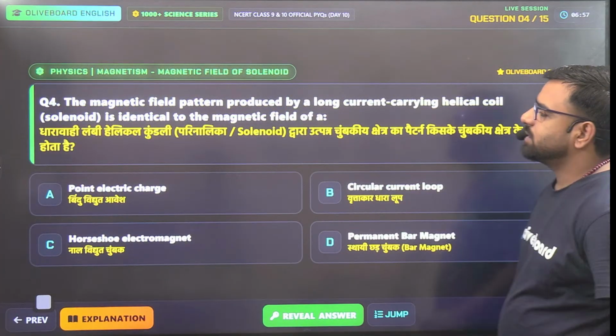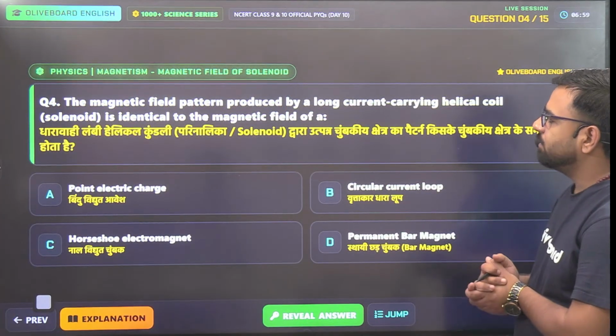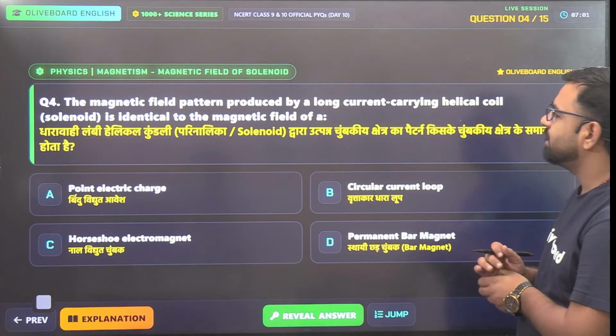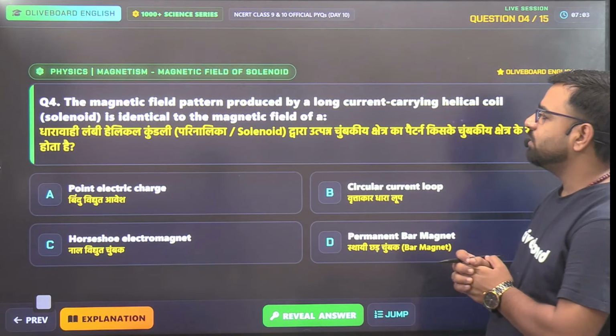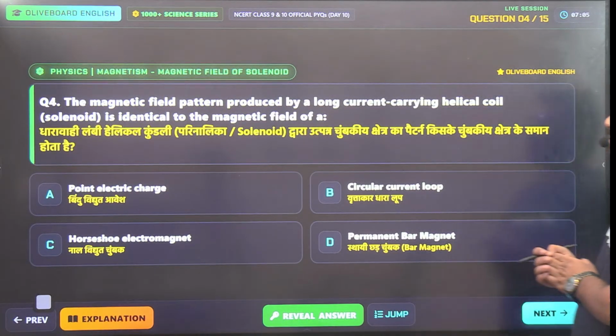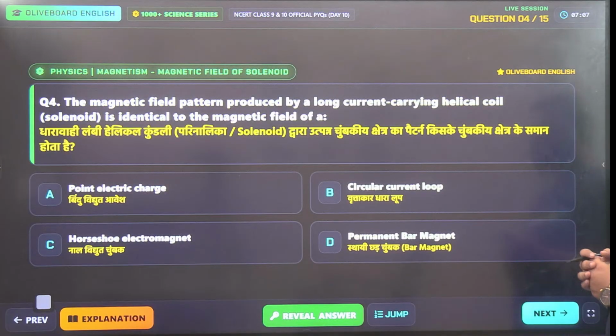Work done was 0. Next, the magnetic field pattern produced by a long current carrying helical coil solenoid is identical to the magnetic field of dash. Is it a point electric charge, circular current loop, horseshoe electromagnet, or permanent bar magnet? So you have 4 options here, and let us see who is going to give the correct answer. And all the other candidates who are present apart from Ankita, you also can give this answer. So please try to give this answer. What should be the answer in this case?